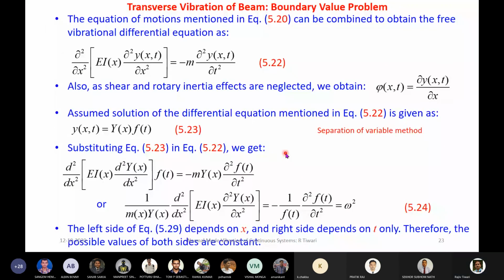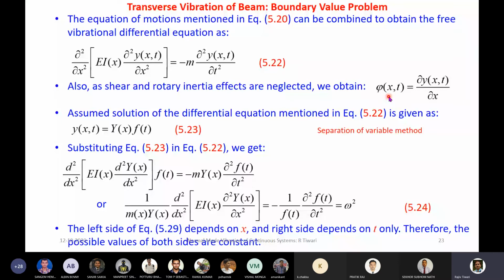Now let us start the eigenvalue problem, or solving the differential equation. This is the differential equation for the Euler-Bernoulli beam case, in which this is the elastic force and this is the inertia force, where we have the shear effect ignored. So beta is not coming between these two. The total slope is nothing but the bending slope only.